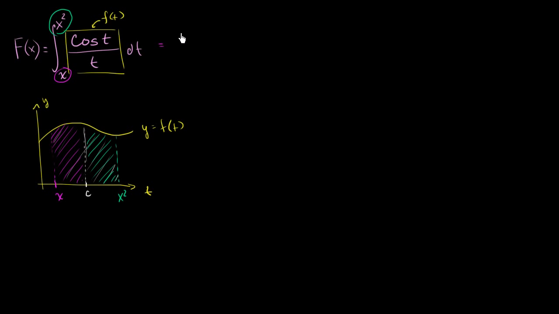Well, how can we denote this area in purple? This thing is going to be equal to the sum of these two areas. The purple area we can show as the definite integral from x to c of our function of t, cosine t over t dt. And then to that, we're going to add the green area, and then we'll get the original area. So for the green area, our lower bound of integration is now our constant c, and our upper bound of integration is x squared. It's going to be of cosine t over t dt.